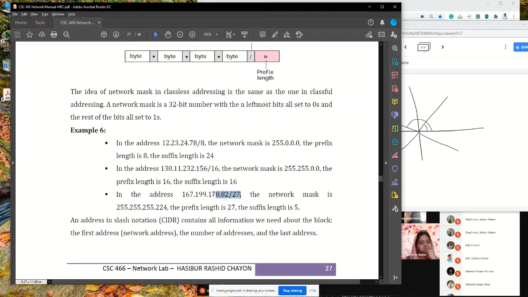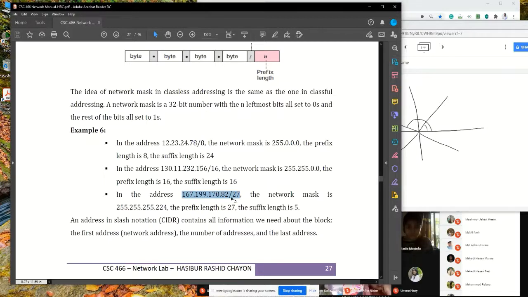Another example is this. So if you look at the IP address, if you compare the IP address with our conventional classful IP address, which class is it? 167, 199, 170 and 80. What is the class?